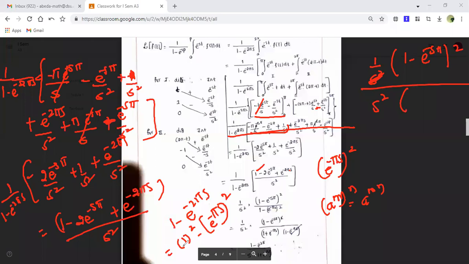So it is a square minus b square. So this implies a plus b into a minus b. I can write it as a plus b, a minus b. So here 1 minus e to the power minus s pi I can cancel with this. So what do I have left then? 1 minus e to the power minus s pi upon s square into 1 plus e to the power minus pi s. So this is the final answer.